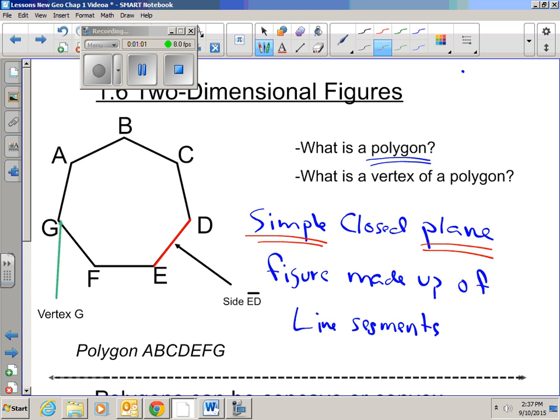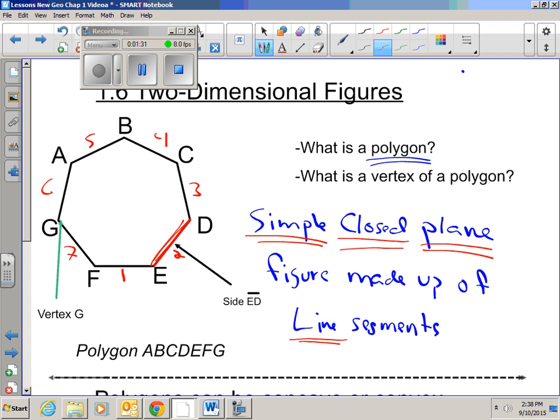The fact that it's closed means it's not open. There is no opening in the polygon. Once you're inside, you're locked inside. And the fact that it's made up of line segments means there are no curves. There's two parts to a polygon. There are the sides. This looks like 7 sides: 1, 2, 3, 4, 5, 6, 7.